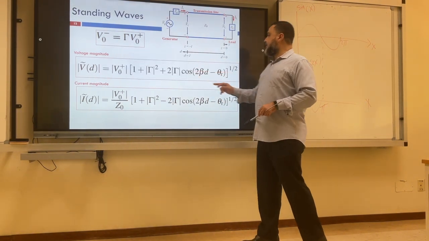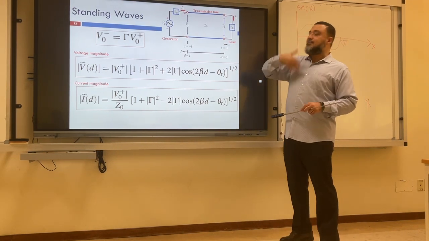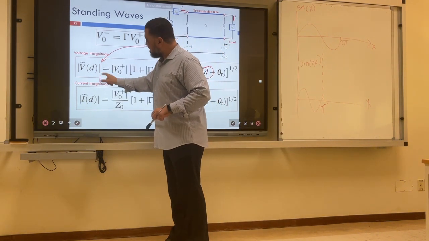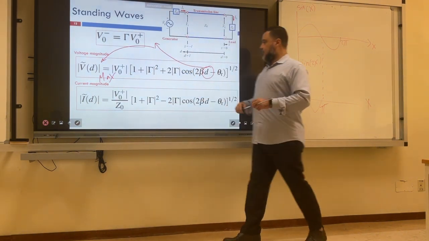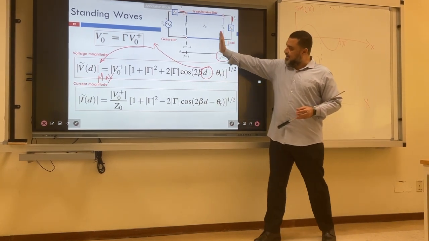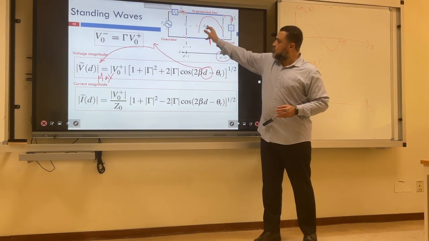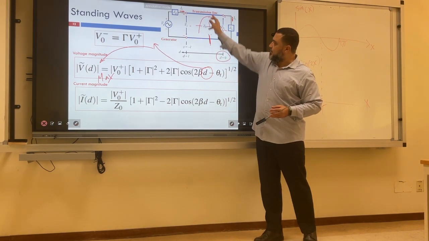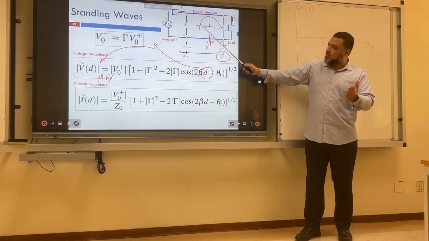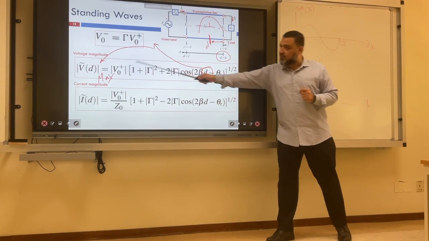What about the distance from the load where the voltage will be maximum? I need to find D that will make this guy maximum. We agree that D equals 0 at the load. Then D increases. At what point will the voltage be maximum? Assuming the voltage is something like this, at a certain distance D from the load, the voltage will be maximum or minimum. What is the distance the first time the voltage will be maximum?